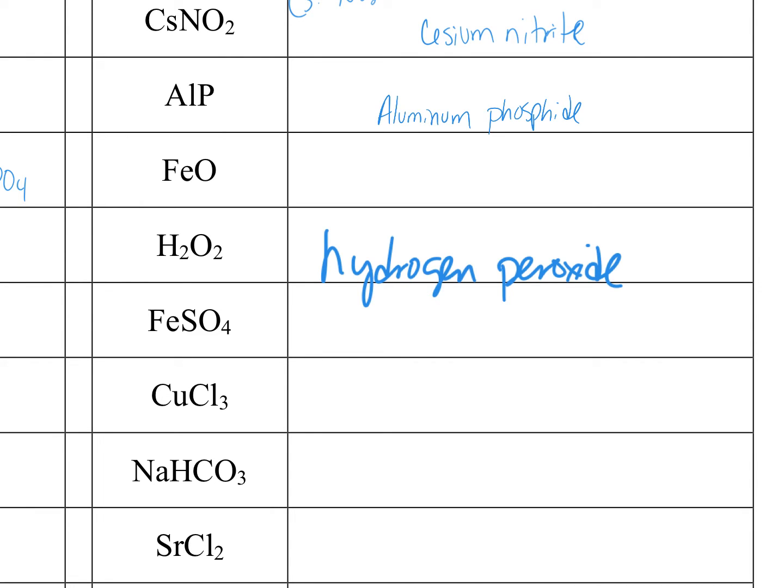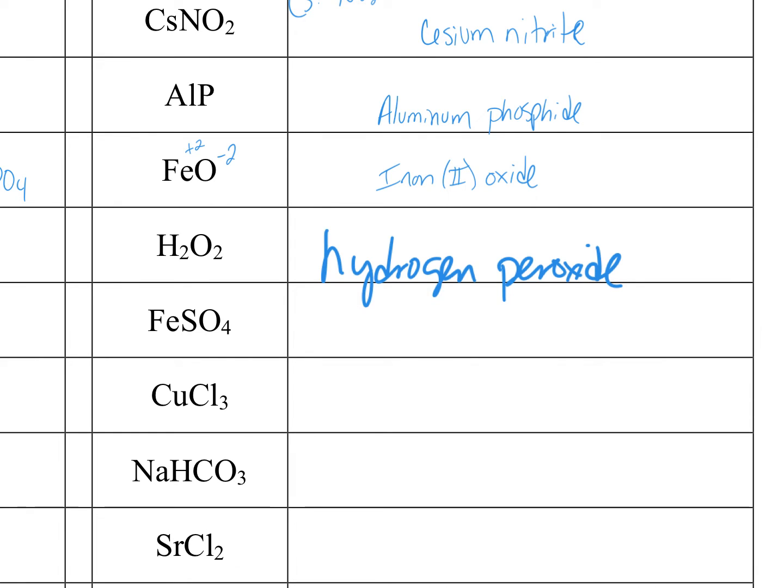Next we have iron and oxygen. Here we have to tell people what the charge is on iron because iron is a transition metal. And since we know that the charge on oxygen is -2, that means that this iron has to be a +2 charge. So it's iron, parentheses 2, oxide.